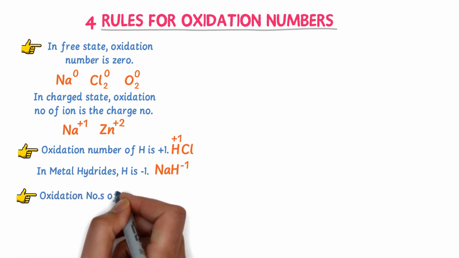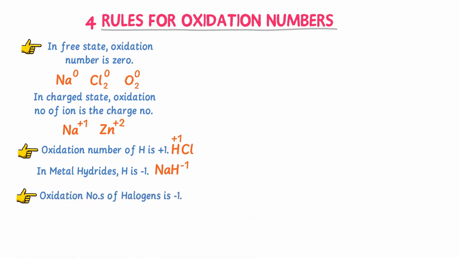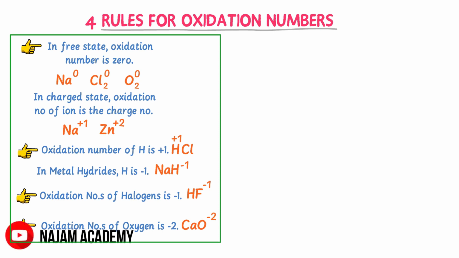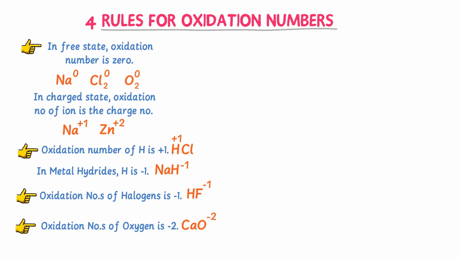Thirdly, the oxidation number of halogen in its compound is negative 1, like hydrogen fluoride. Fourthly, the oxidation number of oxygen in its compound is negative 2, like in calcium oxide. Now using these 4 rules, we can calculate the oxidation number of any atom, ion or molecule. Let me start from simple and easy examples.